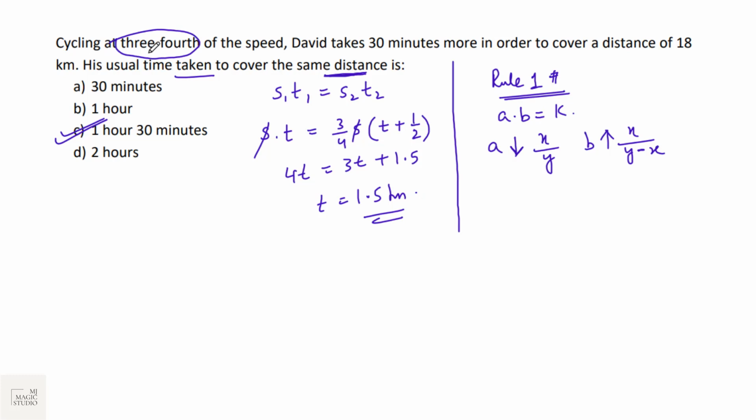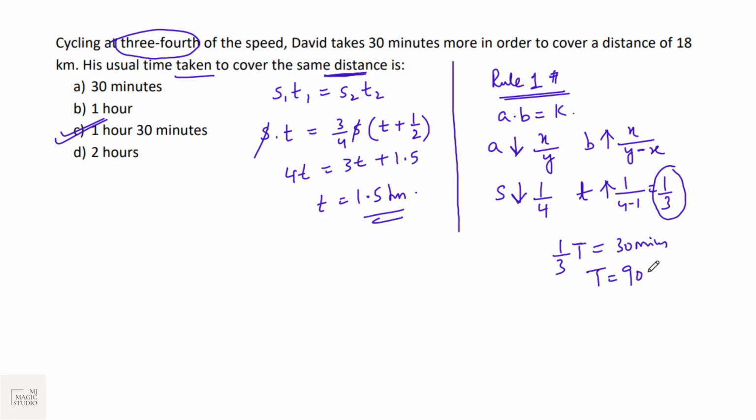Today's speed has gone down by 1/4 of the previous speed. That's why today's speed is 3/4. So speed goes down by 1 by 4. Time should go up by 1 upon 4 minus 1, that is 1/3. 1/3 of the normal time is equal to 30 minutes. That means normal time is 90 minutes or 1 hour 30 minutes. You may use any one of these formats and just solve it.